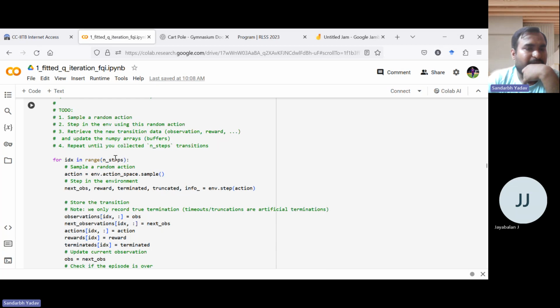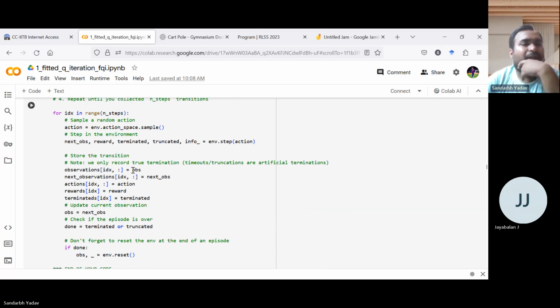for each step you are collecting the data and sampling a random action, because you remember in fitted Q iteration you need randomly generated data so that you can have a good approximation of everything. So the action you have sampled in a random manner from the environment, and then you take this action and get the next state, reward, and whether it's terminated or truncated. Info is basically a dictionary which we won't be needing either way.